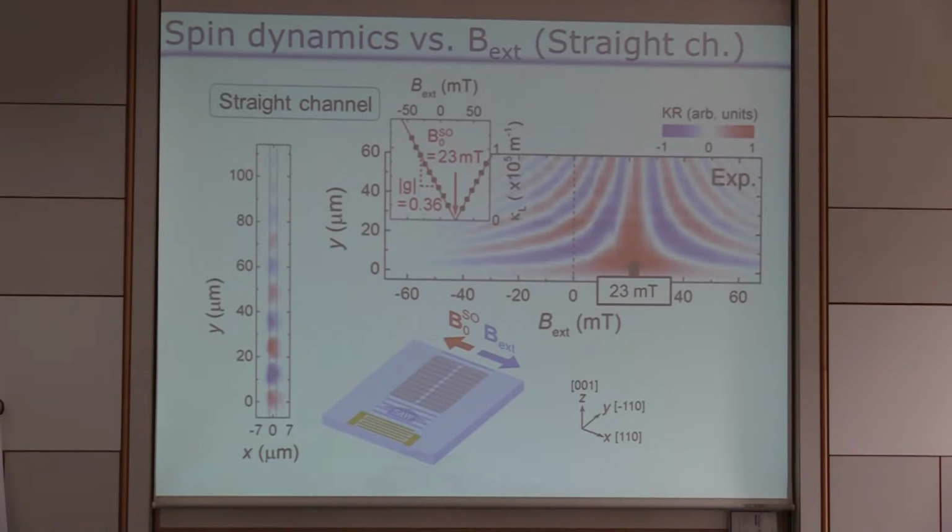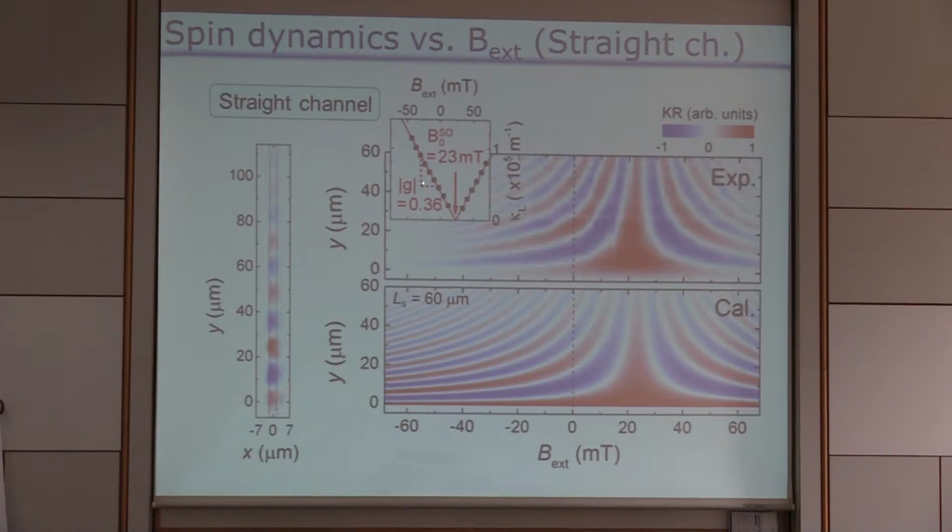We can plot the precession frequency as a function of the external magnetic field. From the slope of this plot, we can determine the g-factor of this system is 0.36. And by using these parameters, we can reproduce this behavior like this. So from this data, we can show the spin-orbit static magnetic field acts on the spins in the same way as the external magnetic field along the x-axis.